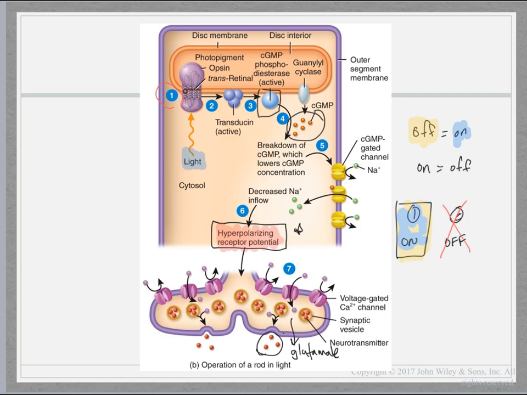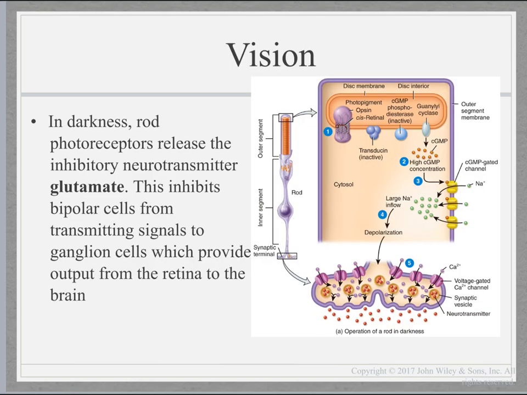Now let's take it to dark conditions. Let's look at our next slide and flip the switch and see what happens. In darkness, rod photoreceptor cells release the neurotransmitter glutamate. We're going to highlight glutamate because this is an important inhibitory neurotransmitter that inhibits bipolar cells from transmitting signals to ganglion cells, which provide output from the retina to the brain.